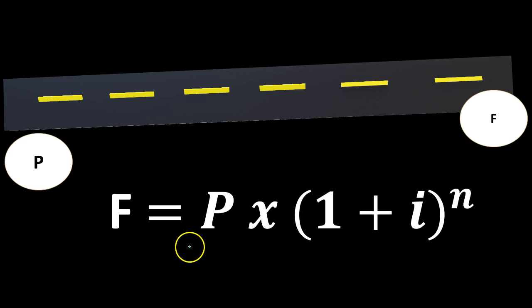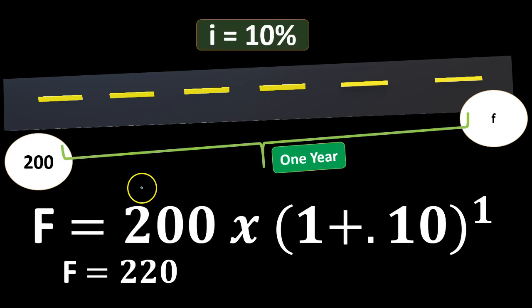Formula being F equals P times (1 plus i), where i is the interest rate, to the n, or the number of periods. For example, if we consider our time frame to be 1 year, so we have $200 here, what's it going to be in 1 year, or what's the future value at a rate of 10%? F, or future value, equals the 200 times (1 plus 0.1) to the n, or 220.